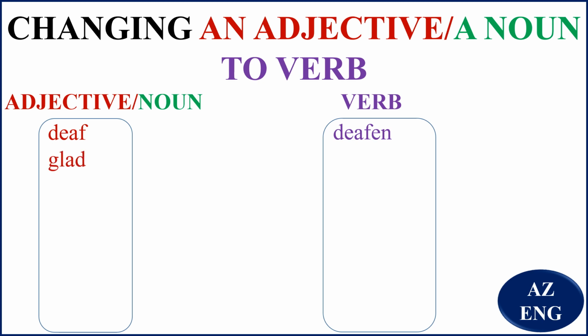Glad, just quickly, happy. To make someone happy, what do you say? Gladden. It gladdens my heart to see you. It makes my heart happy to see you. Sad. To make someone sad is just what? Sadden. So it saddens me to hear this from you. It makes me sad to hear this from you. These ones are simpler than the previous ones.